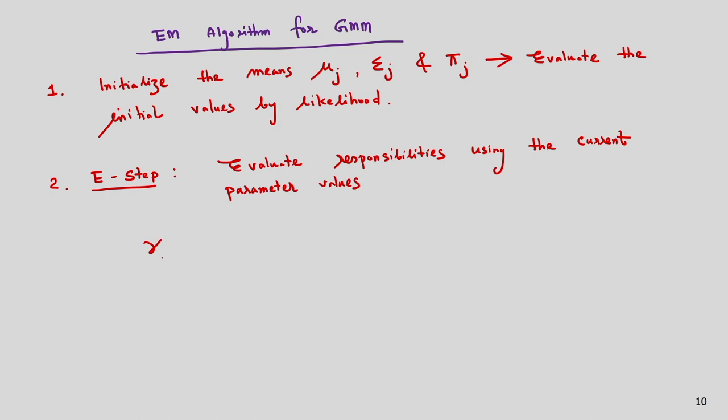So this is the latent variable, already I told you. This responsibility I can determine like this. This derivation I have not discussed in this class. This can also be derived. So how to get this expression? So this responsibility I can determine like this.